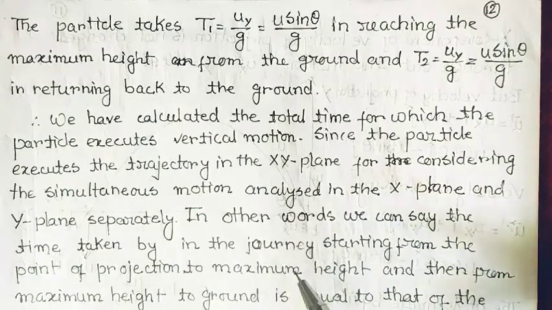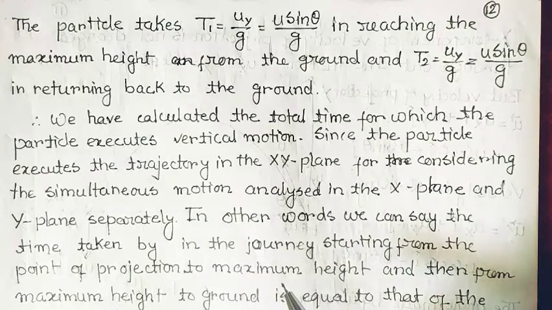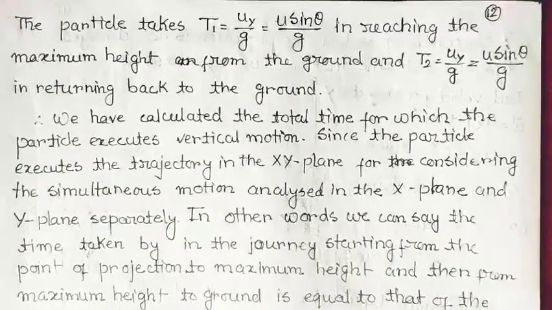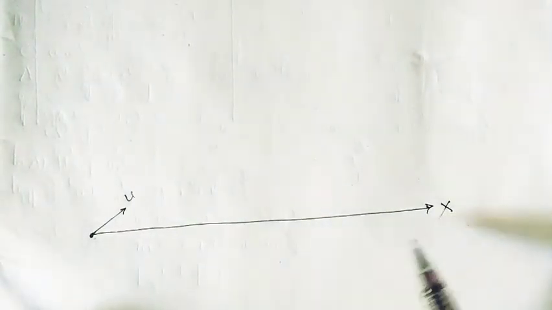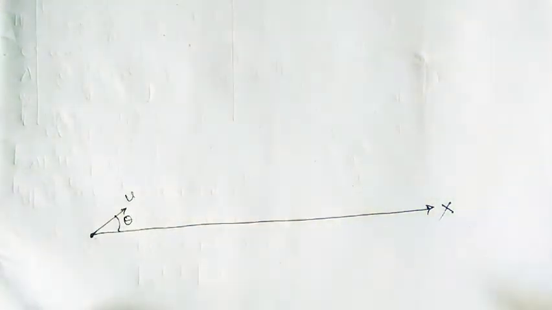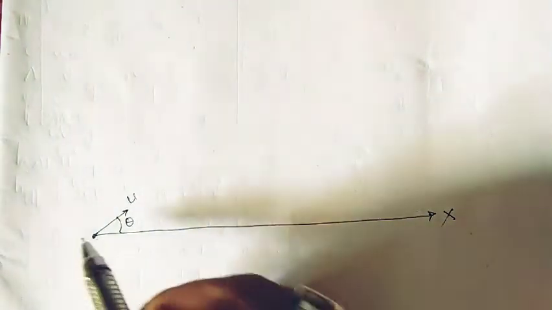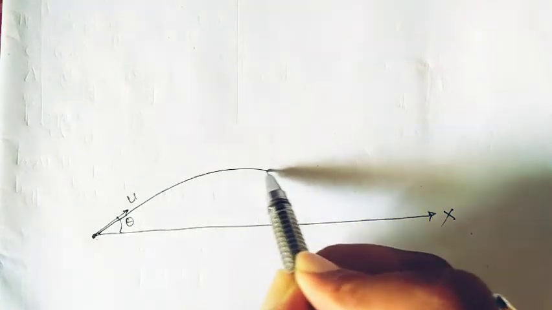So from here one thing is clear, that as long as the particle is in the vertical motion, simultaneously the particle is executing the horizontal motion. All of you know that if the particle is thrown from here with an initial velocity u, by making an angle with the x-axis, then the trajectory of it is like this.